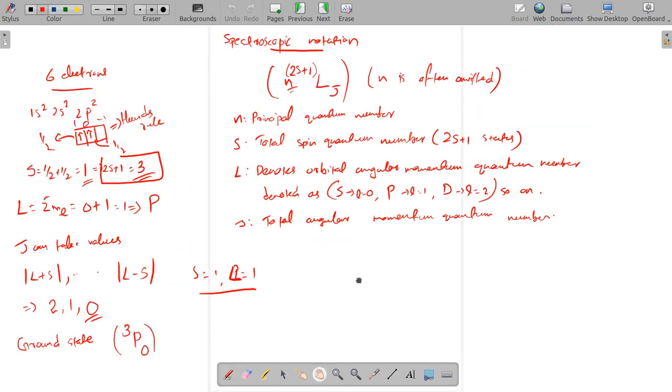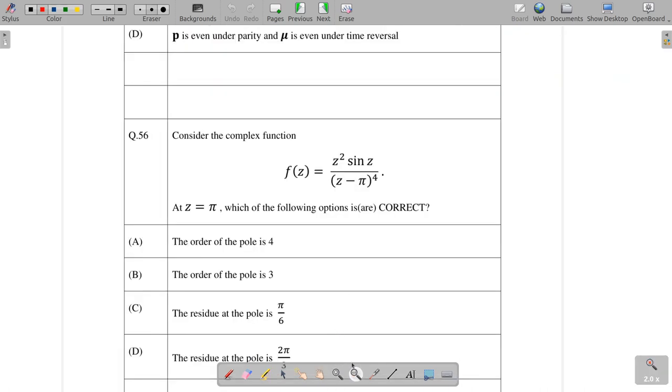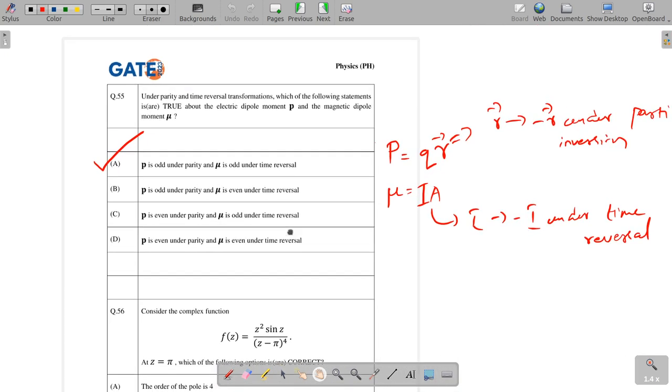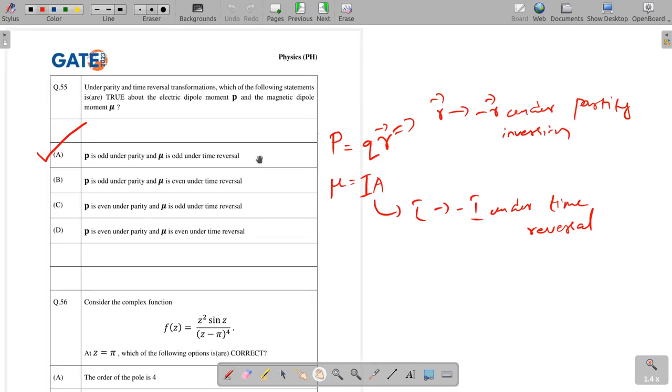Okay, next. Under parity and time reversal transformation, which of the following statements is true about electric dipole moment P and magnetic dipole moment mu? Okay, so for this you only need basic classical notions of what these quantities are, what is the magnetic dipole moment and what is the electric dipole moment.